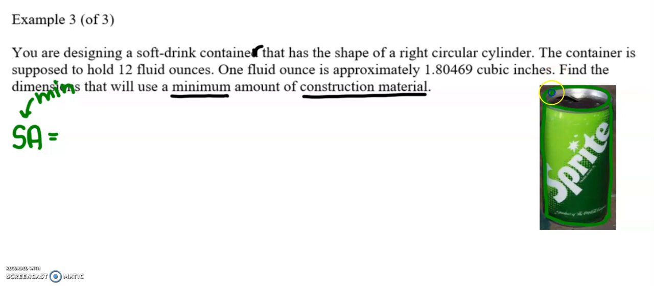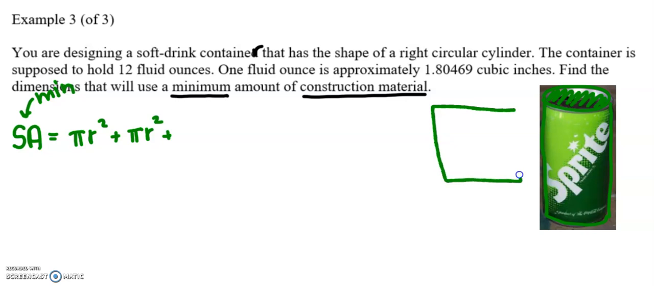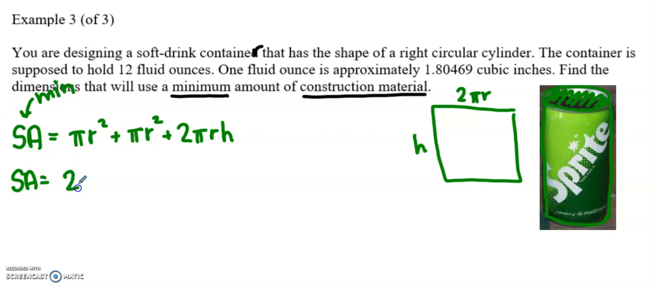The surface area of a right circular cylinder, from geometry: we're going to have a circle for the top, pi r squared. We're going to have a circle for the bottom, pi r squared. And then if I were to cut this Sprite label and unwrap it, some of you might remember we have h, and then the circumference of that circle. So I have one Sprite label, 2 pi r h. So my total surface area is going to be 2 pi r squared plus 2 pi r h.